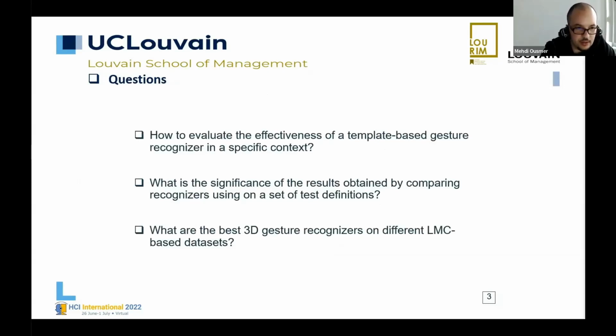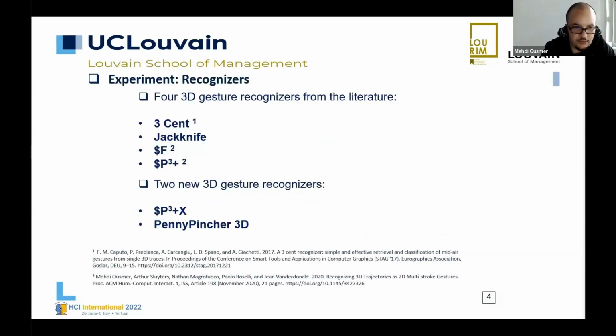To experiment with our procedure, we selected 4 3D template-based recognizers from the literature because they are well-known and had promising results. We added to them 2 new gesture recognizers, which are the $PQ plus X, a variant of $PQ plus, and Penny Pincher 3D, which is the 3D extension of a well-known 2D recognizer.